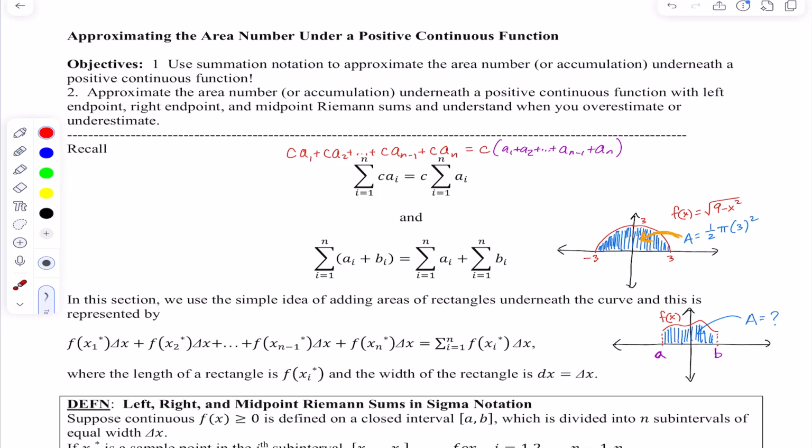However, not all functions are semicircles. In fact, many functions are continuous. They might even have sharp corners. And we know there's an area underneath that function that reaches the x-axis. Our goal today is to approximate this area, and we'll use something called a Riemann sum.